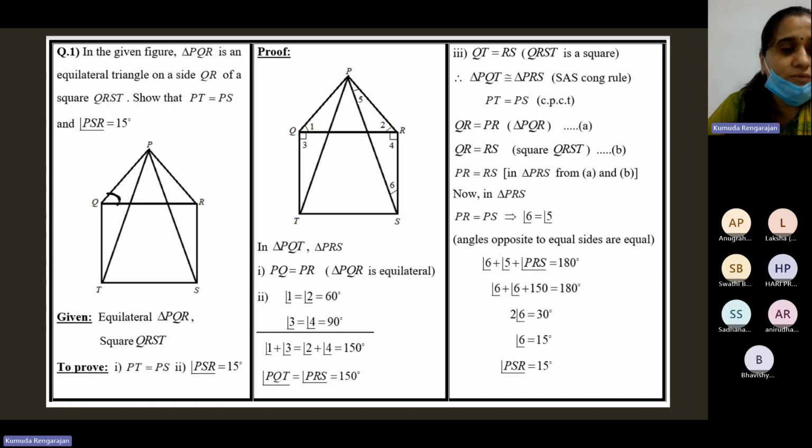Now, since this is an equilateral triangle, this angle is 60 degrees. And below this is a square, QRST is a square. So this one is 90 degrees, right? So this angle of the triangle is equal to 60 plus 90, 150 degrees. We're able to find the measure of one angle. I'm talking about this full angle. Why are we taking this full angle? This is an angle of the triangle PQT.